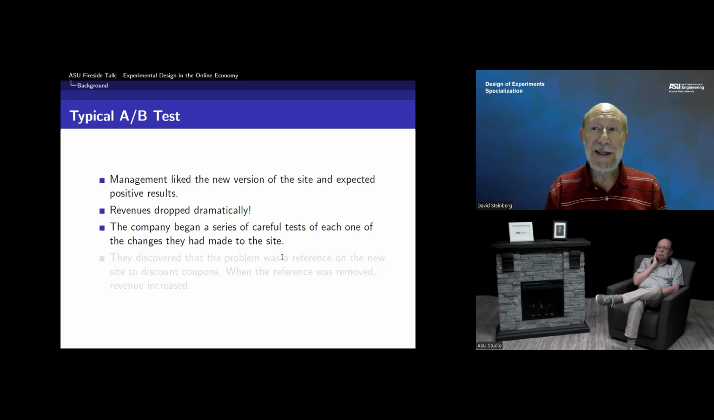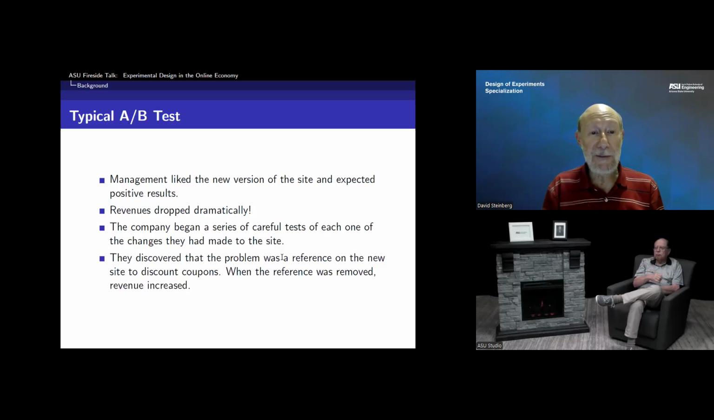So what did they do? They began to check one at a time what was going on with each of those different changes. And what they discovered was that the new site had a reference to discount coupons. Well, okay, if you went into the site and you saw this thing about discount coupons, were you going to join? Not unless you had a discount coupon. And not everyone had discount coupons. So they discovered that mentioning that discount coupon was the Achilles heel. And when they removed that reference, revenues went up.